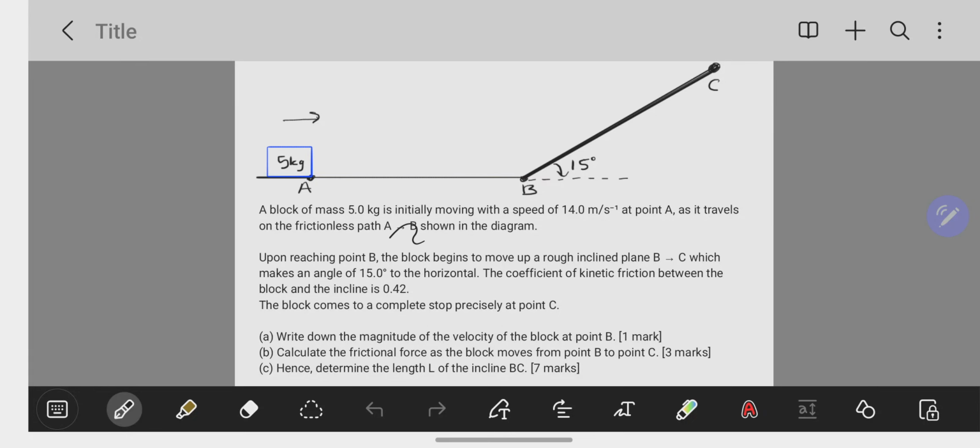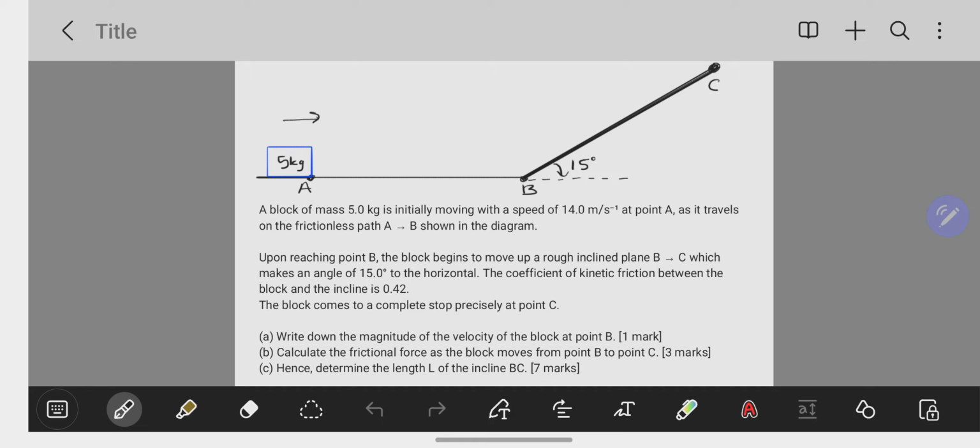A block of mass 5 kilograms is initially moving with a speed of 14 meters per second at point A as it travels on the frictionless path A to B shown in the diagram. Upon reaching point B, the block begins to move up a rough inclined plane, B to C, which makes an angle of 15 degrees to the horizontal.